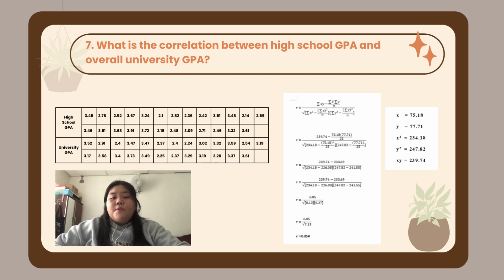There is a strong positive correlation at 0.849 between high school GPA and overall university GPA. That's all for me. Thank you.